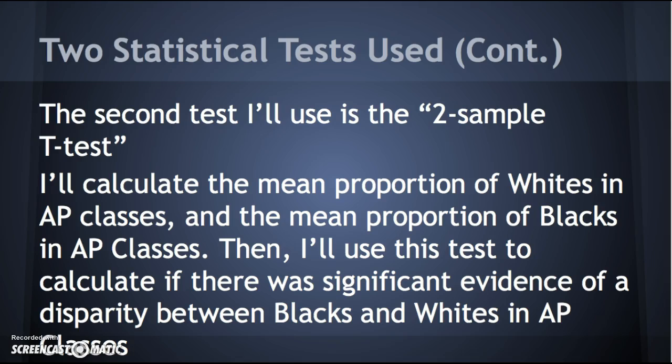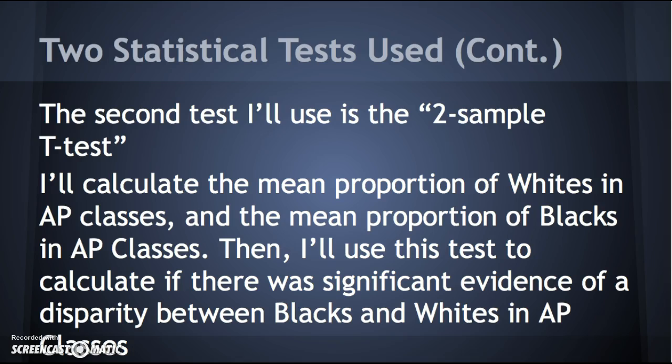So the first test was the chi-squared test of homogeneity. The second one is the 2-sample t-test, and I'll calculate the mean proportion of whites in AP classes and the mean proportion of blacks in AP classes. Even though I'm using proportions, I'm calculating the mean of those proportions, so I can still use the t-test. I'll use this test to calculate if there is significant evidence of a disparity between blacks and whites in AP classes. So that's the second question.